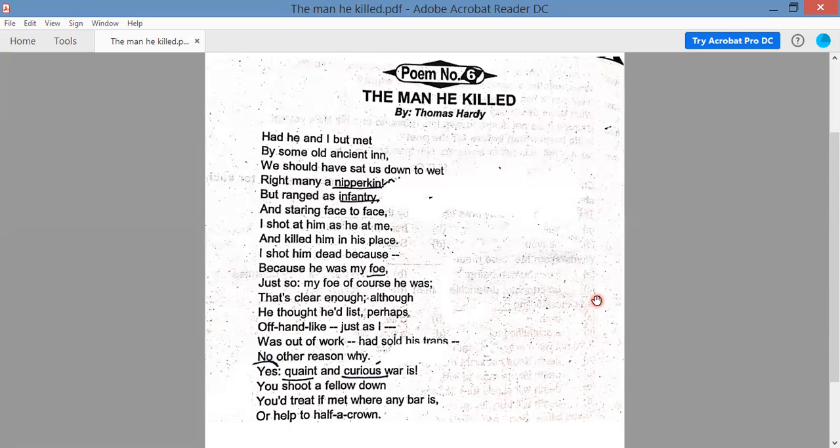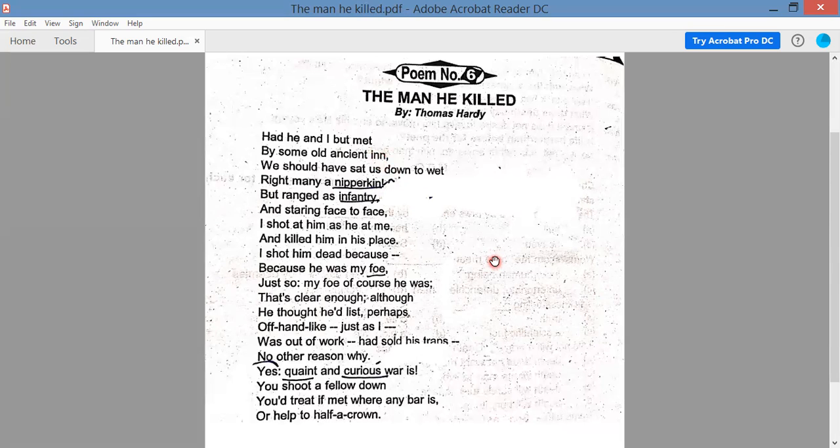That is, if you really look at it, the first line and the third line rhyme. Met and wet rhyme. In and nipperkin sort of rhyme. So ABAB, that is the rhyme scheme of the poem.